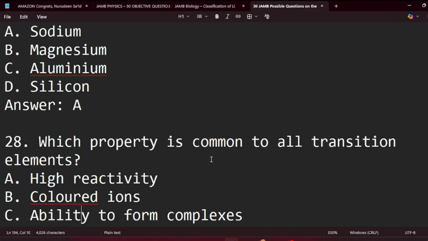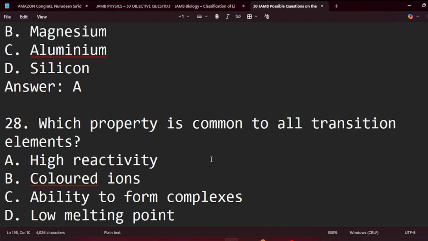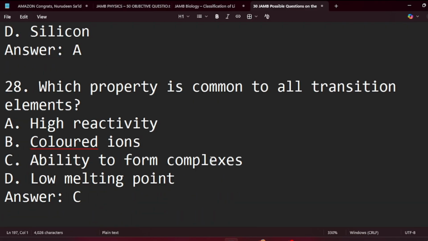Alright, question number 28. Which property is common to all transition elements? A. High reactivity, B. Colored ions, C. Ability to form complexes, D. Low melting point. The answer is C, which is ability to form complexes.